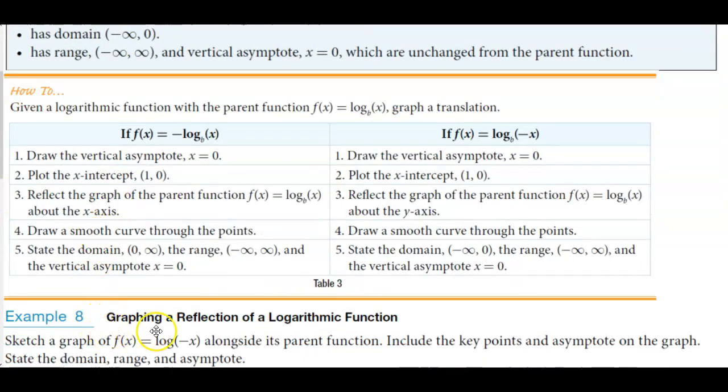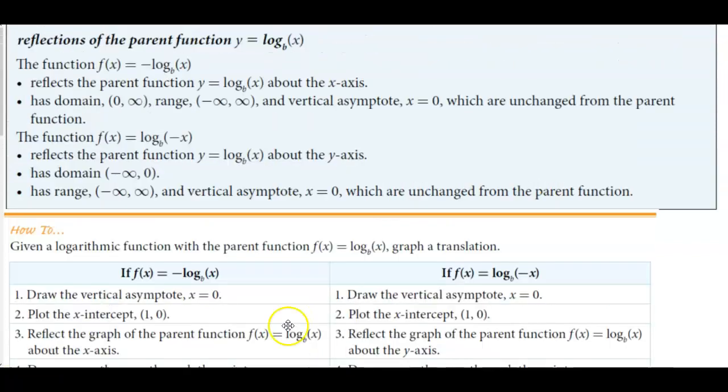Okay, for example 8, we're graphing a reflection of a logarithmic function. So, reflections of the parent function. The function f of x equals negative log base b of x reflects the parent function about the x-axis. It has the domain 0 to infinity, the range negative infinity to positive infinity, and the vertical asymptote x equals 0, which are unchanged from the parent function.